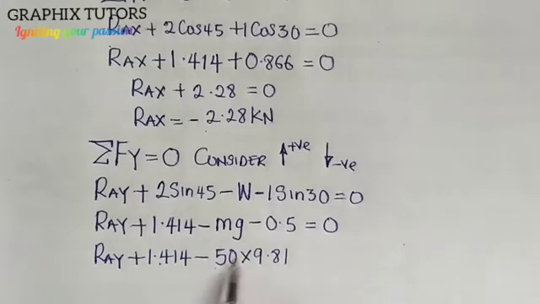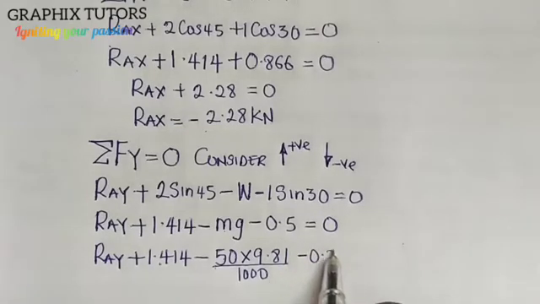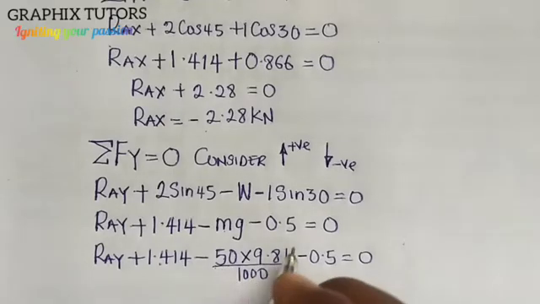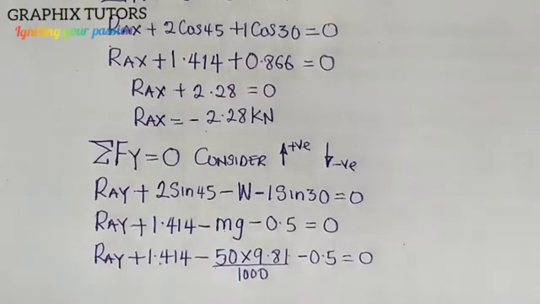Now if you notice something, the mass is in kilogram, the gravity is in meter per second square. So to make them conform, I'm going to divide both of them by what? 1000. That is, I'm dividing 9.81 over 1000. Now minus 0.5 equals to 0. So I'm dividing 9.81 by 1000 so that it can conform with the kilogram. So it will be kilometer per second square. Right?